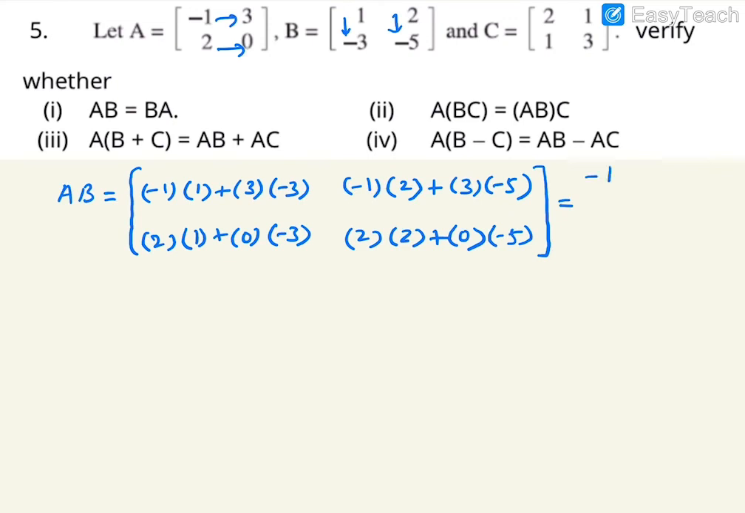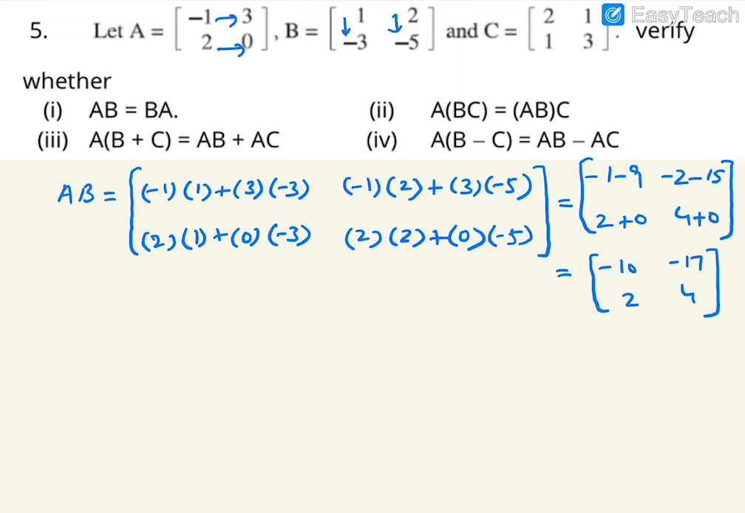which is minus 1 minus 9, minus 2 minus 15, and 2 plus 0, 4 plus 0. So we will get AB as minus 10, minus 17, 2 and 4. This is our AB. Now let's find AC.